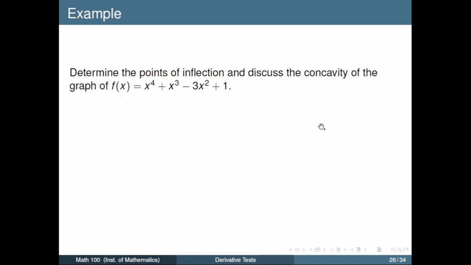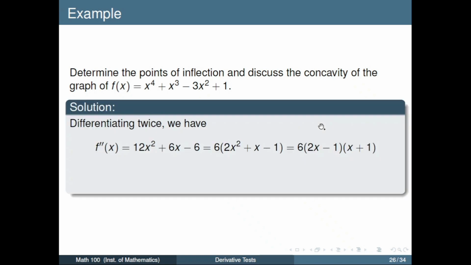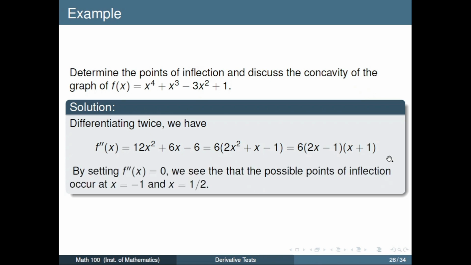Okay? So, first step, we get the second derivative. Okay? So, if you check, polynomial lang naman yan, no? So, if you check, the second derivative is 12x squared plus 6x minus 6. And factor out natin because we want to get the zeros or the possible points of inflections. So, pag finactor out natin, ito yung kalalabasan. Therefore, the possible points of inflections occur at here, x equals 1/2 and x equals -1.